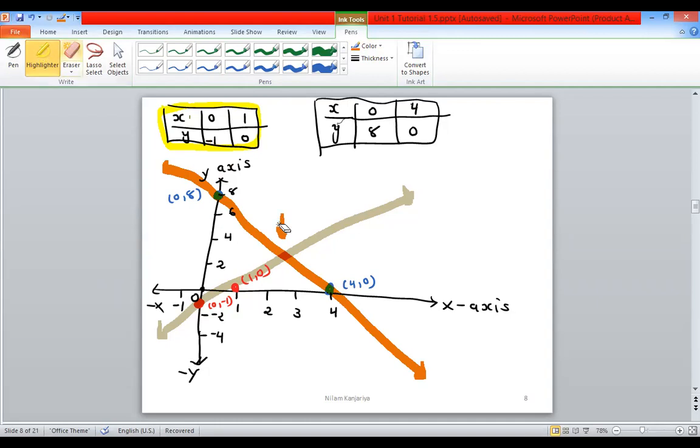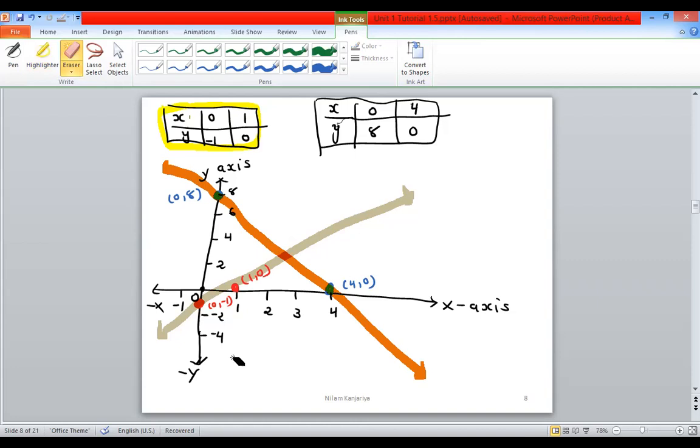I'm not sure, but I'm saying it's between 2 and 3. And here, 2 and 4, maybe 3 and maybe 3. It may be both are 3, 3. But by the graph, you get it exactly. Otherwise, you can use any method to find this intersecting point.